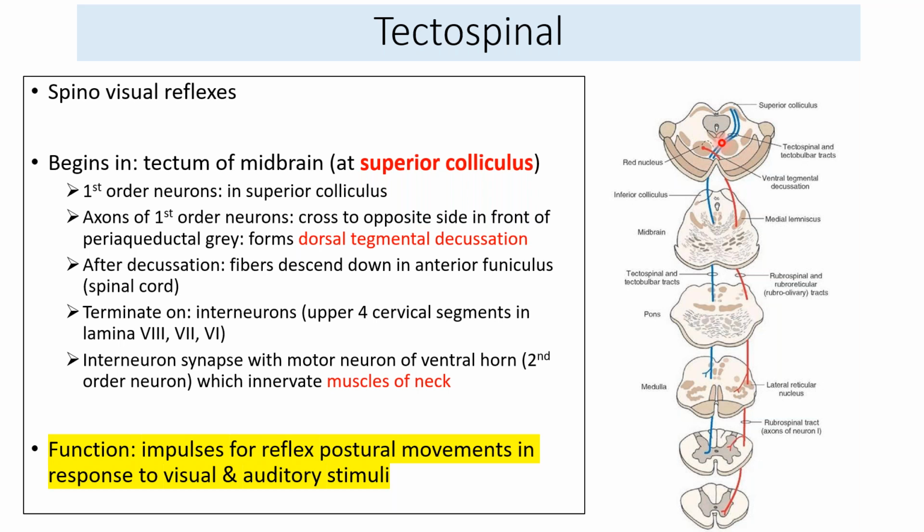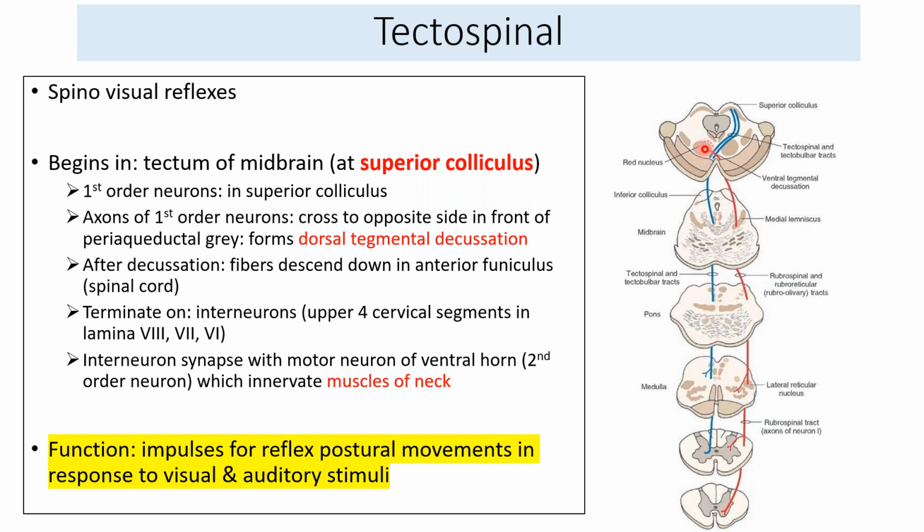Two decussations we have already done in the previous class. We did sensory decussation, and we have done the pyramidal or the motor decussation. Now we are talking about the decussation of tectospinal tract, which is called the dorsal tegmental decussation. So this fiber has now come to the opposite side and is going to terminate into the upper four cervical segments. Why only cervical? Because they are basically innervating the muscles of neck, because it is a postural reflex in response to visual and auditory stimuli. So this blue tract is denoting the tectospinal tract.